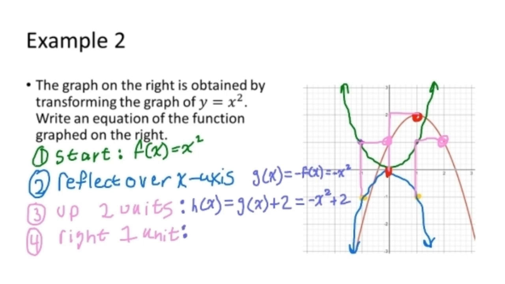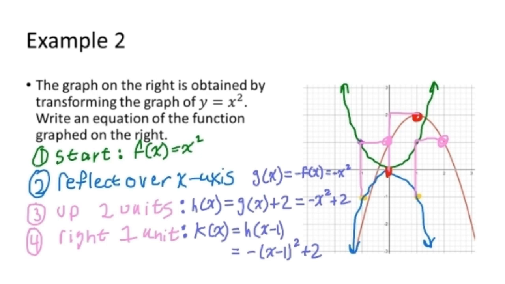And then lastly, after we do 1 unit right to obtain our final graph, let's call this function now k of x. Well, because I'm moving right 1 unit, this would be h of x minus 1. In h of x, we're going to replace x with x minus 1, and we get k of x equals negative the quantity x minus 1 squared plus 2.